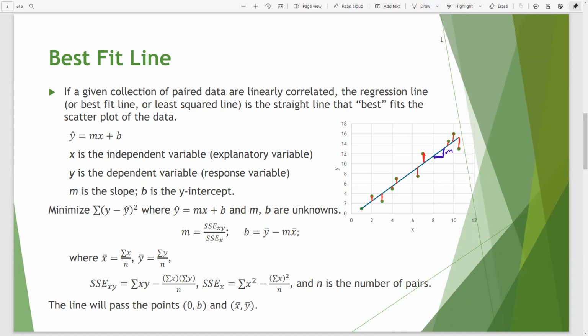So when we find the m and the b, we get the formula. M is sum square error of the product over sum square error of the x. B is y bar minus m x bar. Here, m is the previous m. Y bar is sum of y over n. X bar is the total of x divided by n. Here, n is the total number of pairs.